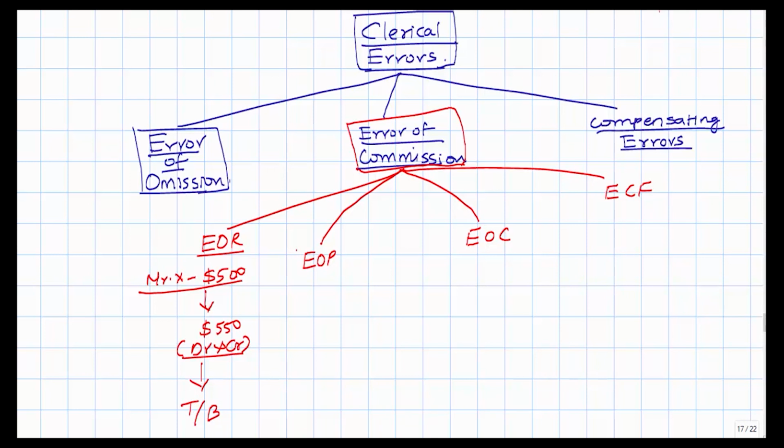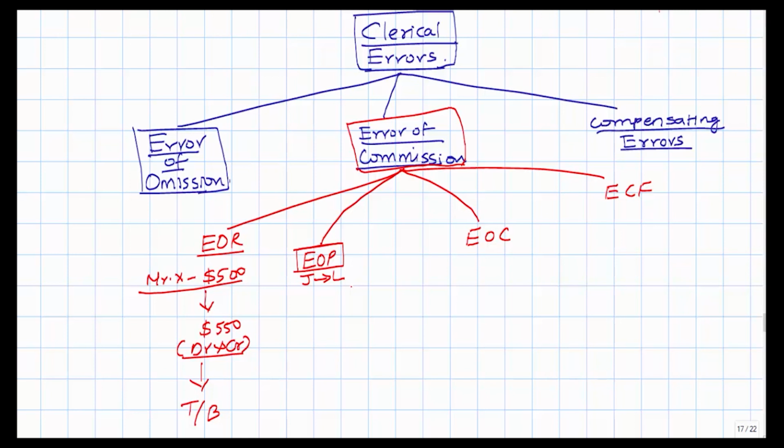The second one is error of posting. The second kind of error is error of posting. This error would arise when information entered in the books of original entry is wrongly recorded in the ledger, because we know that a transaction will first get entered in the books of original entry called a journal. From the journal we'll do the posting and then we'll take it to the ledger. Only through posting will you transfer the entries from journal to ledger. So in this process it is possible you can make various mistakes.